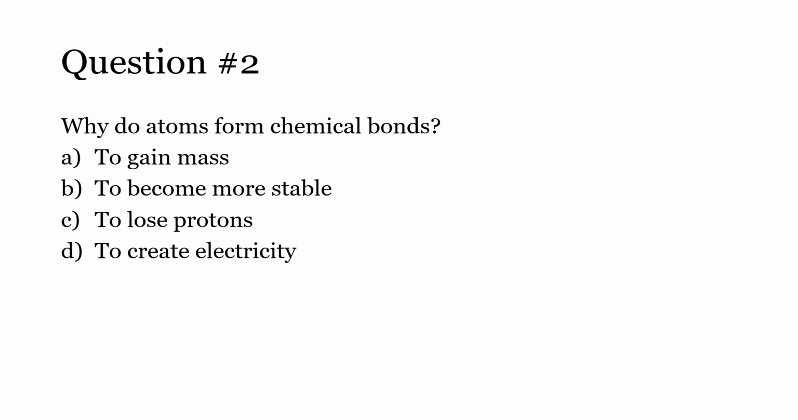Number two: why do atoms form chemical bonds? So, kind of remembering from Unit 3 and what we just talked about, these chemical bonds are really going to be forming in order to make sure that the atoms become more stable. So, that is the entire reason why things react. They want to get to our 8 valence electrons, and that is the most stable form.